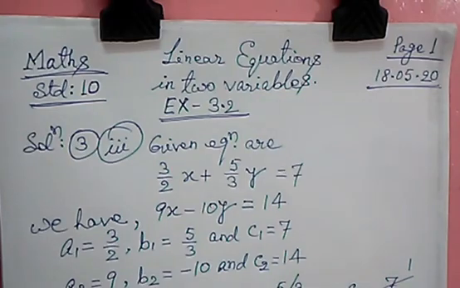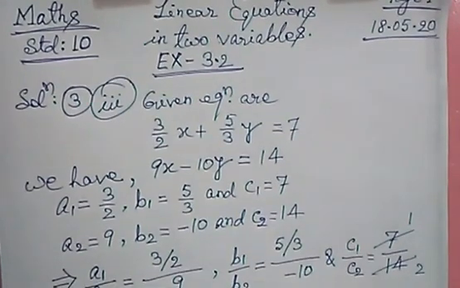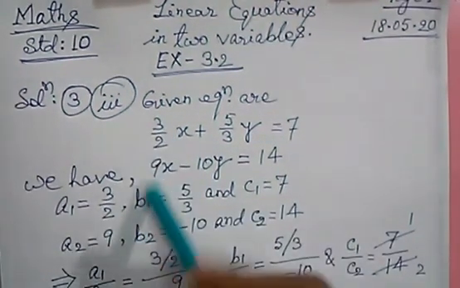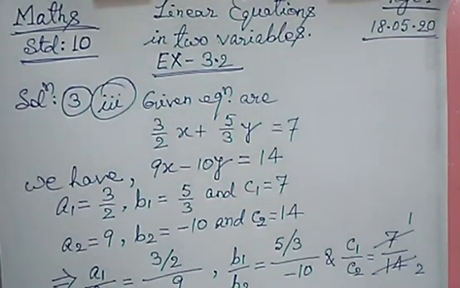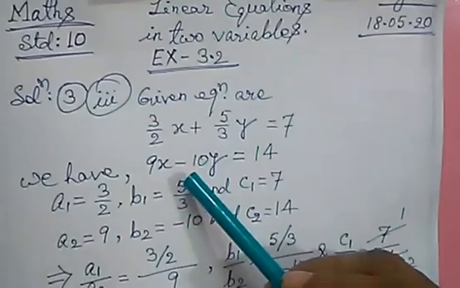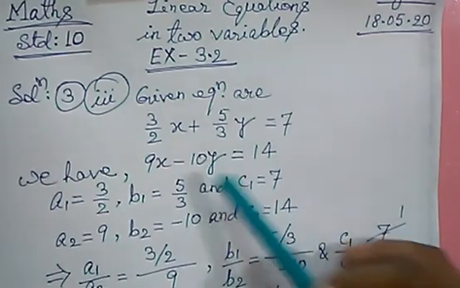from the NCERT. We will take the third sum because there are so many sums. So here the given equations are: 3 upon 2 into x plus 5 upon 3 into y equal to 7, and the second equation is 9x minus 10y equal to 14.